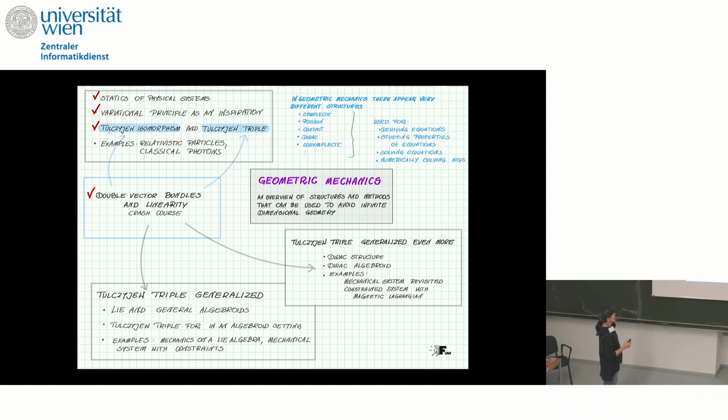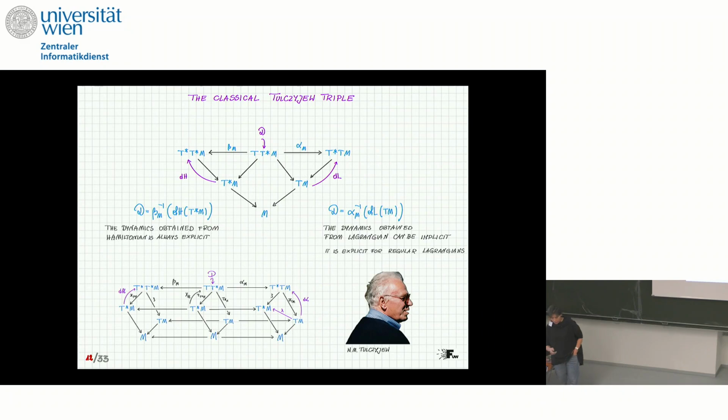And I have prepared two examples: one is a relativistic particle with mass, and another is a relativistic particle without mass, which is called a classical photon, because we are still in the realm of classical mechanics. Therefore, for example, there is no way of distinguishing between, I don't know, neutrinos, photons, and whatever. All this stuff is one kind of particle without mass. So this was our classical Tulczyjew triple, composed of three double vector bundles.